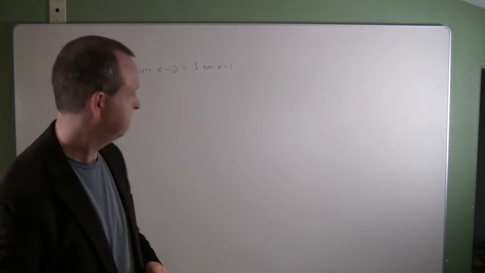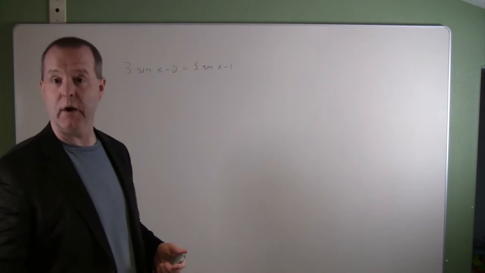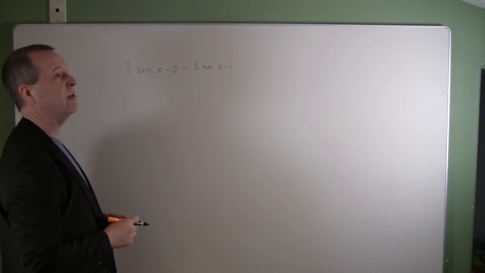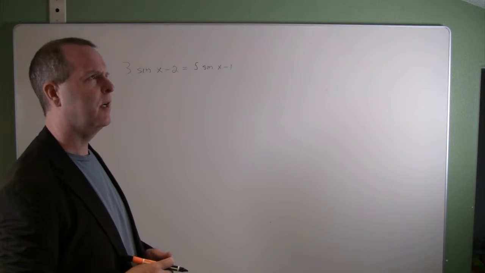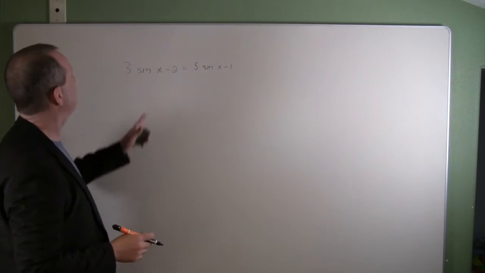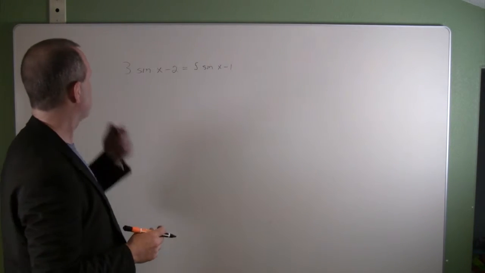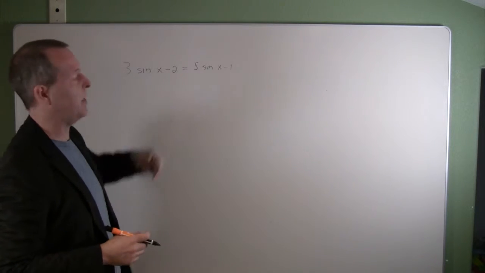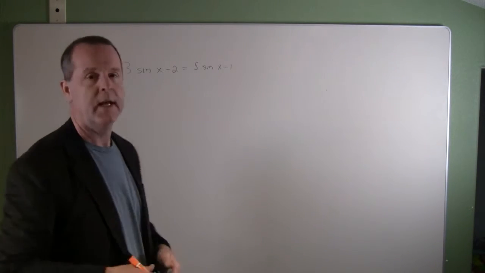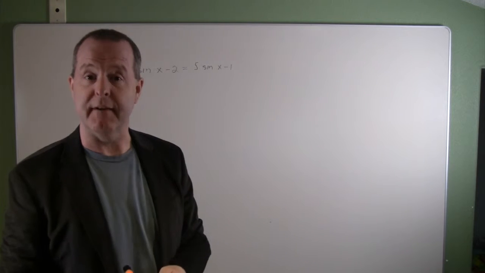All right, let's solve this equation for x. It's a trigonometric equation: 3 sine of x minus 2 equals 5 sine of x minus 1. Basically, we're going to try to isolate the variable.